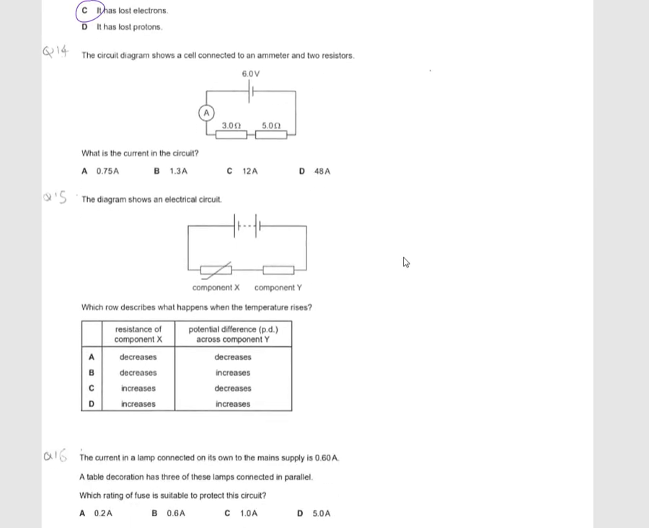Now this one is what? Calculate the current. So this one's straightforward. V is equal to IR. V is 6. I is this much. So we're looking for the total resistance. So 3 plus 5 is equal to 8. So 6 over 8 is equal to I. I is equal to 0.5. So the answer is here.